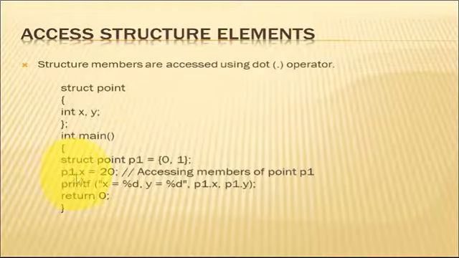So here p1 dot x equal to 20. We are assigning the x value as 20. Already the x value was 0, so now that x value is changed to 20. Here it will print p1 dot x, so it will print 20. Then p1 dot y, so it will print 1.